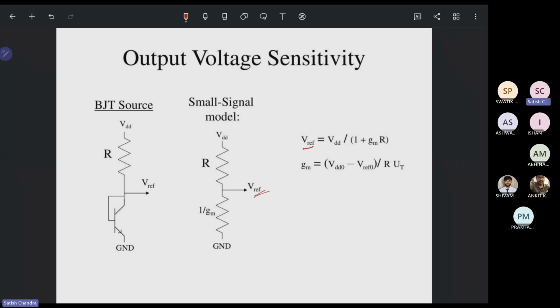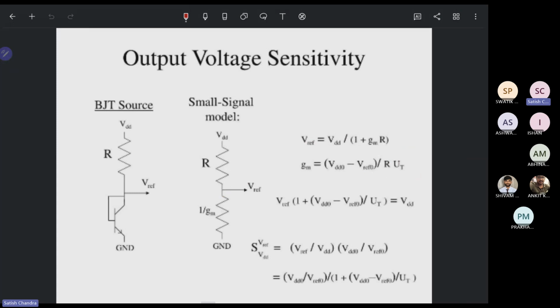Now if I evaluate the transconductance, we get this value, where UT is nothing but the thermal voltage. Further on, if we want to find the stability with respect to VDD, that is the formula we are going to find. With the help of this one, we can find the output voltage sensitivity. Just do the mathematics. This is how we are doing it. Just see this part.